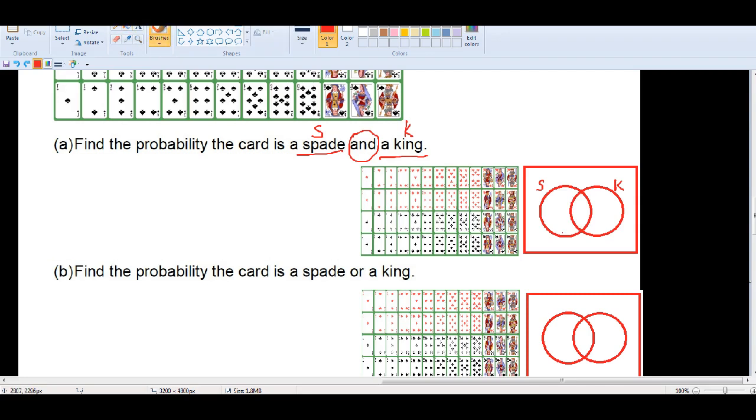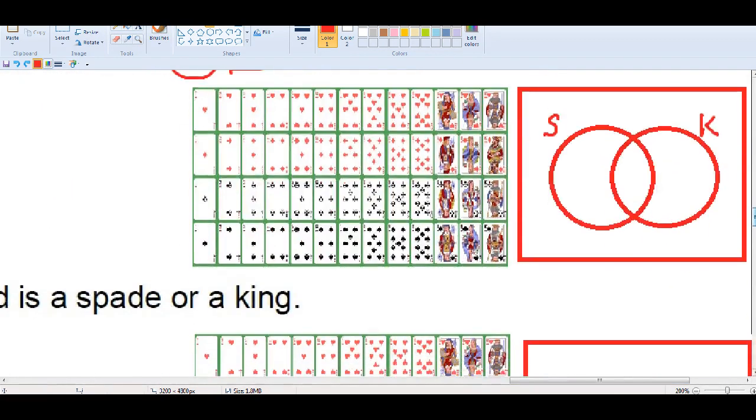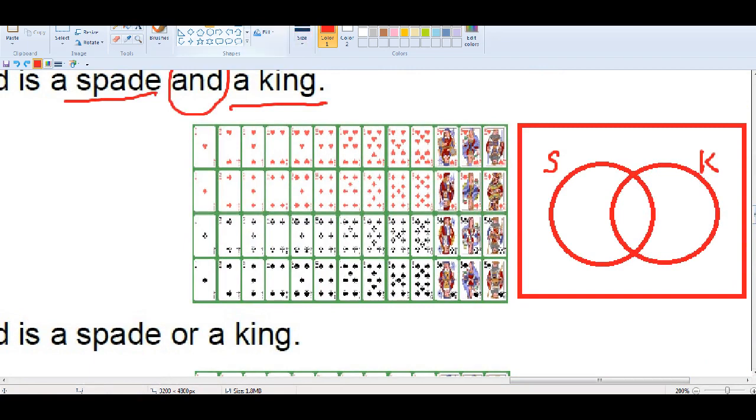So what are the numbers in the overlapping part? Remember that for spade, let me amplify this a little bit. For spade, there are all the cards here. These are all called spade. And for king, possibly I need to use another color. Right, king. So how many cards in both regions? There should be 1.